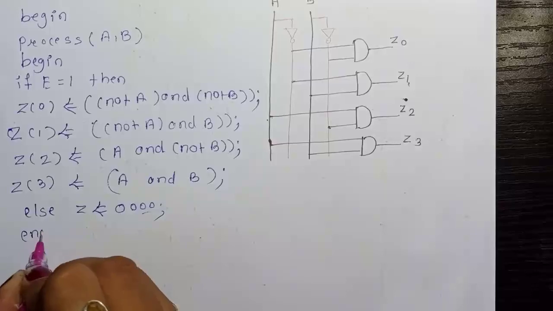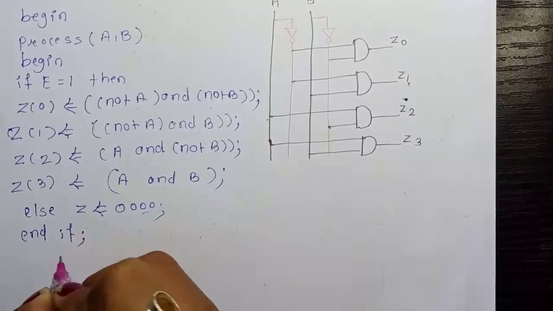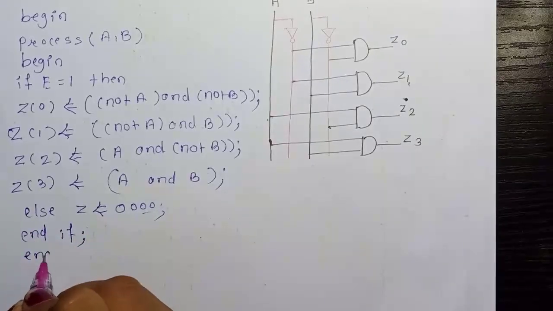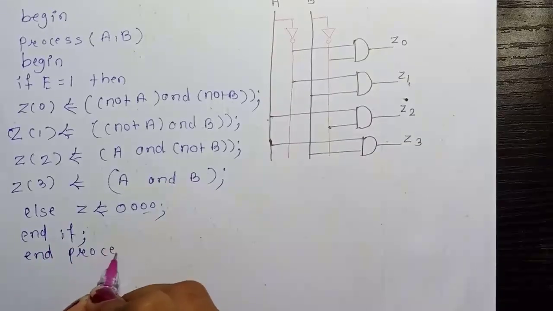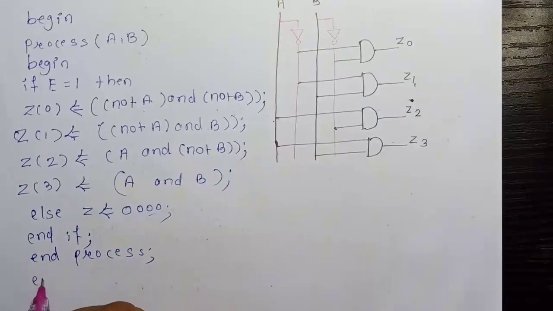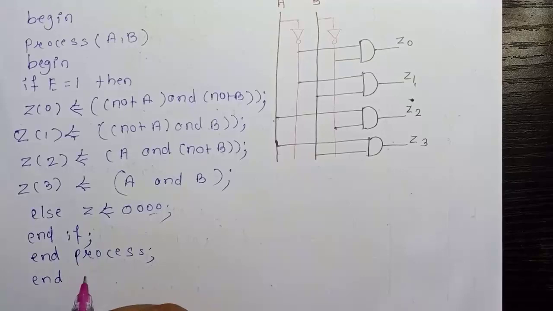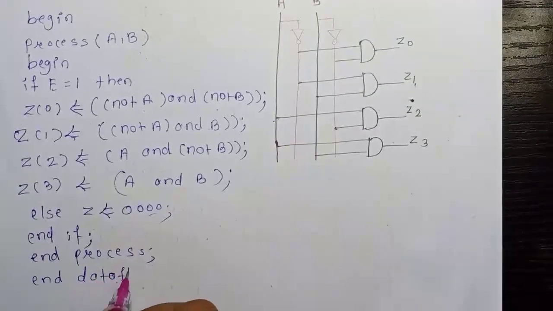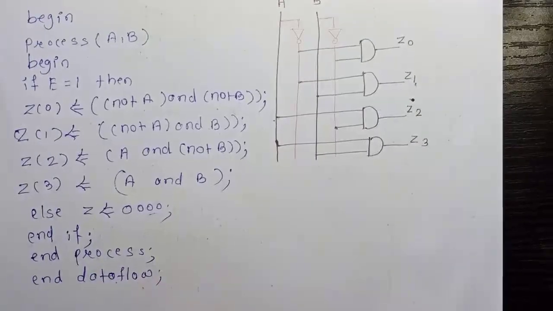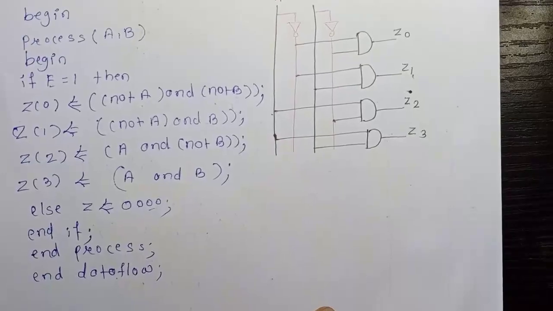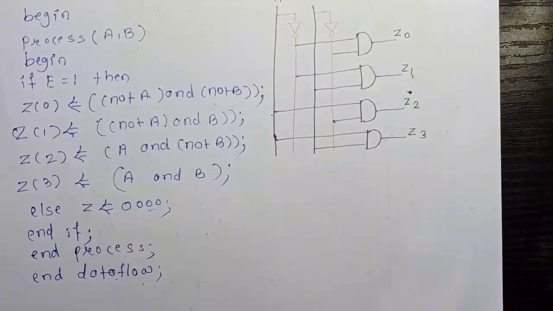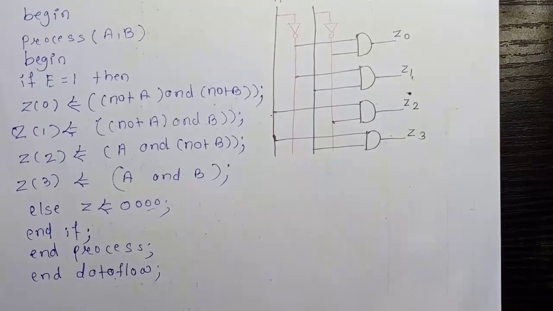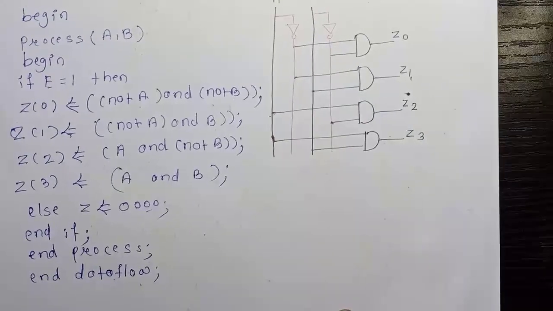Then end if, then end process, and then end architecture. Now the name of my architecture is data flow, so end data flow. Okay, so this is how to write a VHDL code for 2:4 decoder by using behavioral model.